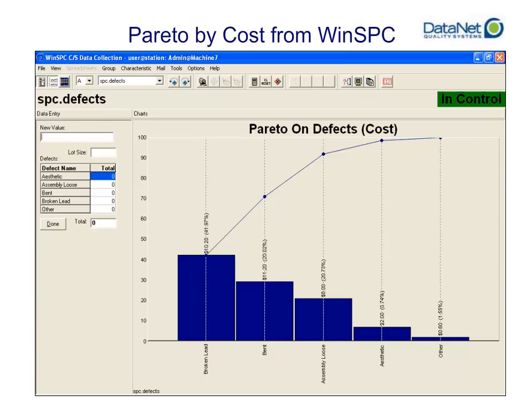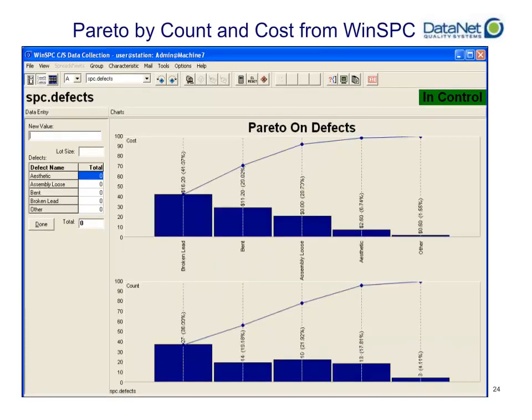WinSPC does support the use of costs or weights associated with your different defect types, and this is what your chart would look like with the same information inside of data collection within WinSPC. Furthermore, WinSPC can actually give you visibility at the same time, allowing you to compare a Pareto chart by cost with a Pareto chart by count.